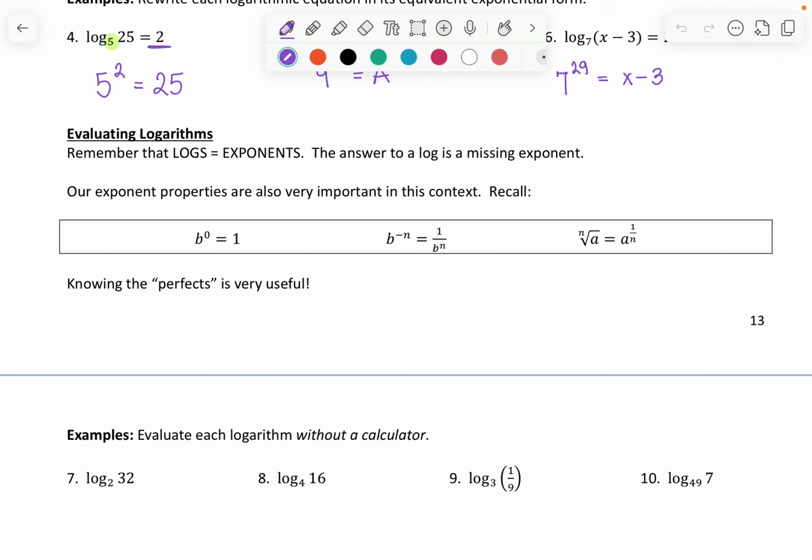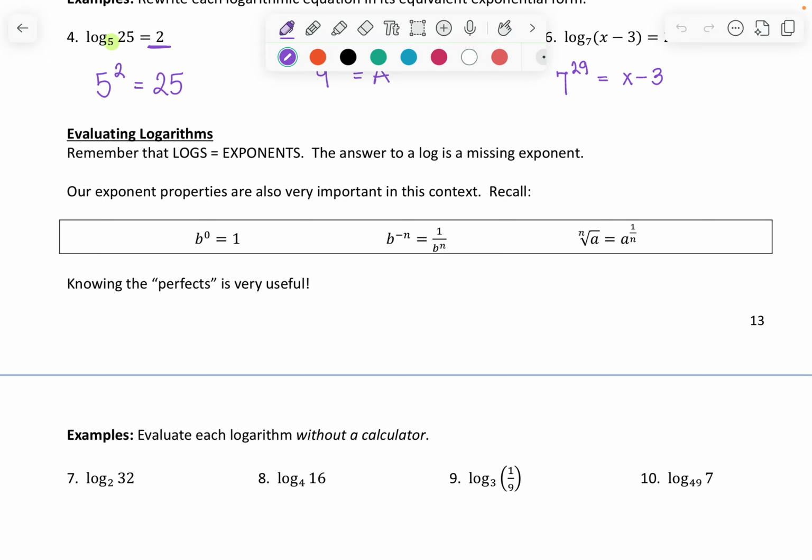Right, so now that we understand a little bit how to write logarithms and to switch back and forth between exponential and log form, we can use that information to help us evaluate logarithms. Now, we should be able to do quite a few of these without a calculator. If you have a copy of your perfects chart, then that would be handy to pause the video and find that before you get started.